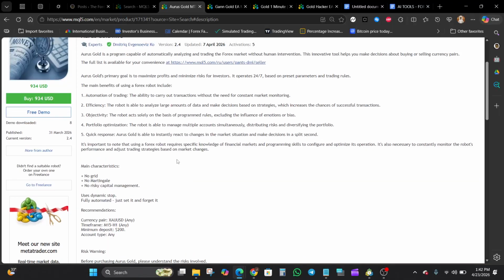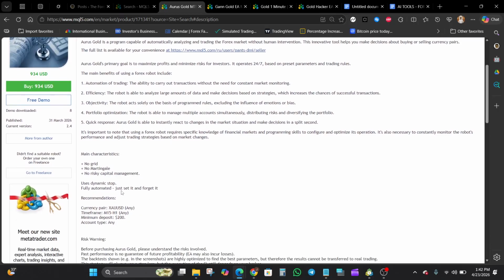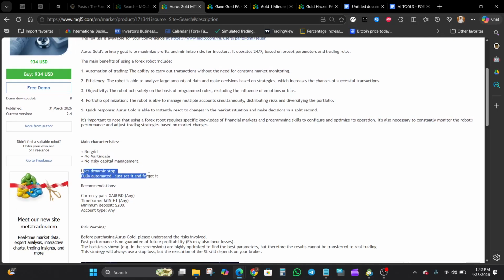Another key point is that it's marketed as set and forget. All right. In addition to the dynamic stop, it also uses the set and forget strategy according to what we are seeing here. So now in reality, I never fully agree with that concept, right? Even with automation, you still need to monitor performance, especially on something like gold, where conditions can change quickly due to news, liquidity shifts, or session volatility, right?